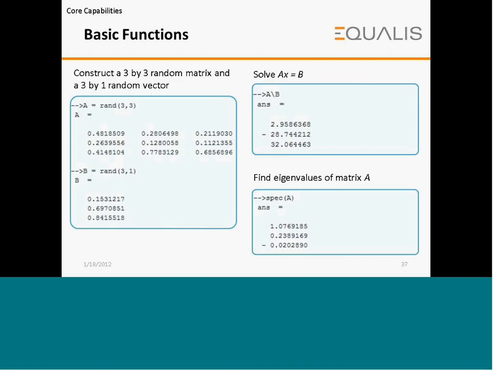Now let's see some basic functions in Scilab. Say you want to construct a 3x3 random matrix and a 3x1 random vector. Scilab has predefined functions. A = rand(3,3) generates a random matrix with 3 rows and 3 columns, whereas B = rand(3,1) generates a column vector. To solve AX = B, you can use A\B, which will give you the solution. And to find the eigenvalues of matrix A, you can use spec(A), which in turn will give the solution.